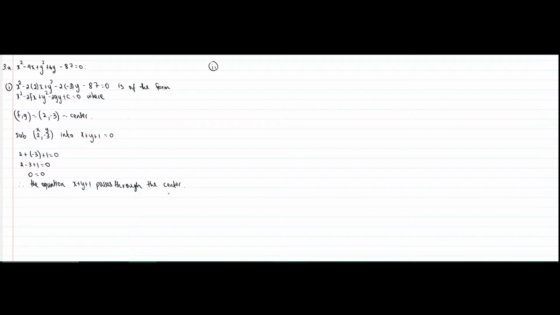Please, not too much working. Find the equation of the tangent to the circle at the point A, which is (minus 6, 3). Okay, cool. So A is (minus 6, 3). I'm going to let C be the center of the circle, which is (2, minus 3), and let XY be the tangent at A. Here we have to calculate the gradient of the radius.